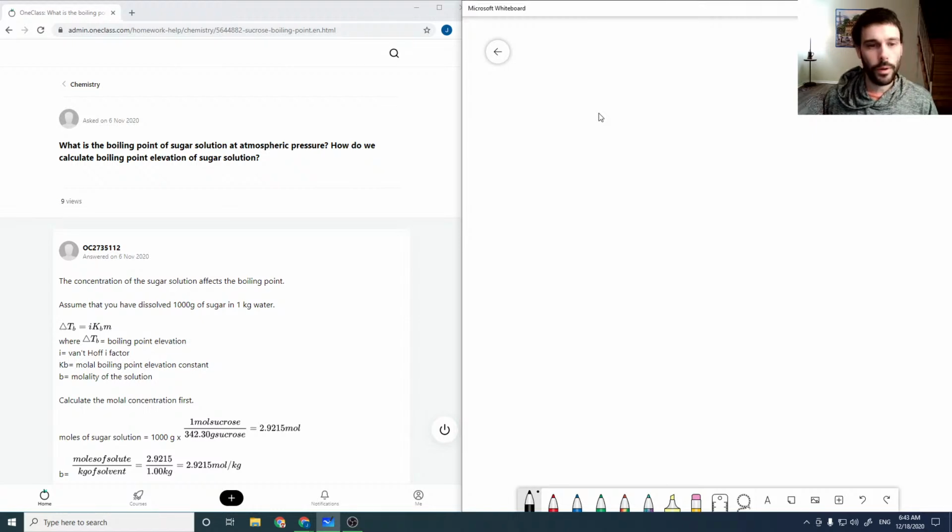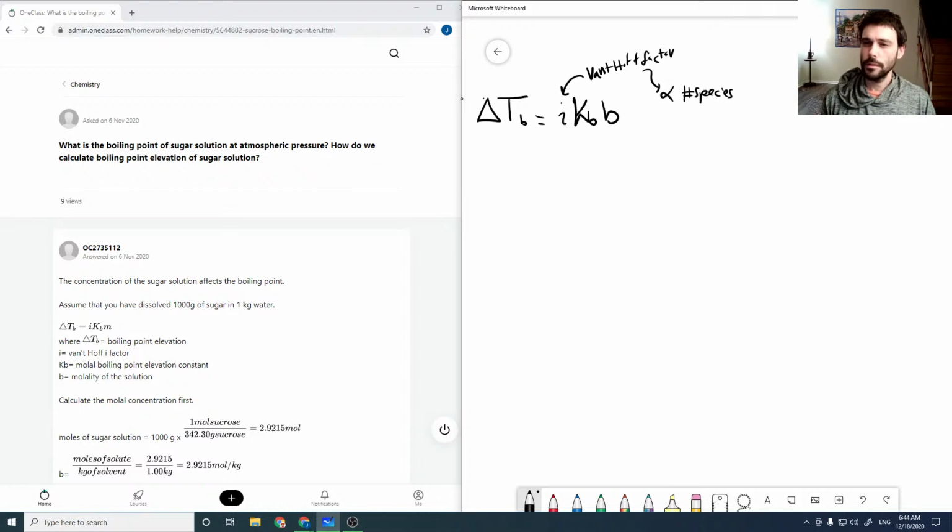Alright, so what is the boiling point of a sugar solution at atmospheric pressure? How do we calculate boiling point elevation? So boiling point elevation can be calculated with our boiling point elevation equation. So this is proportional to the number of species in solution.